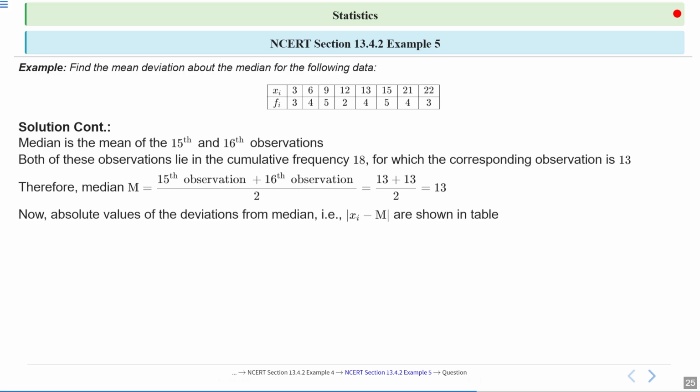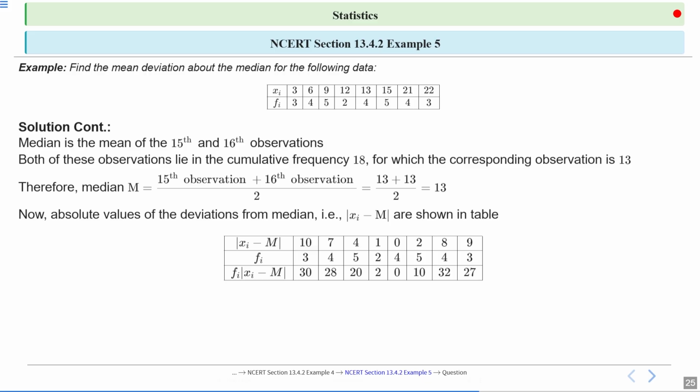Now, the absolute values of the deviations from the median, that is modulus of xi minus M, are shown in the table. So look at this table. In this table, we have the absolute values of the deviations from the median, mod of xi minus M. And then we calculated the multiplication of the corresponding frequencies and the absolute values of the deviations from the median.